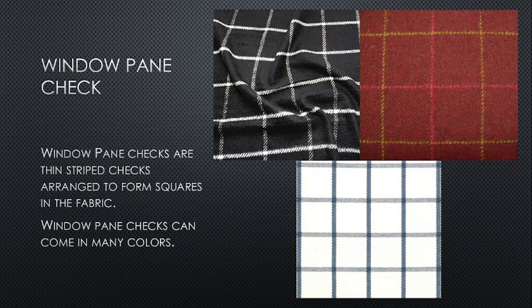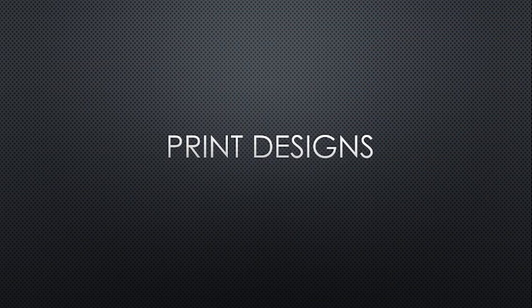Window pane check. Window pane checks are thin striped checks arranged to form squares in the fabric. They are evenly spaced, both in warp and weft direction. Window pane checks can come in many different colors. Next, we'll talk about printing designs.